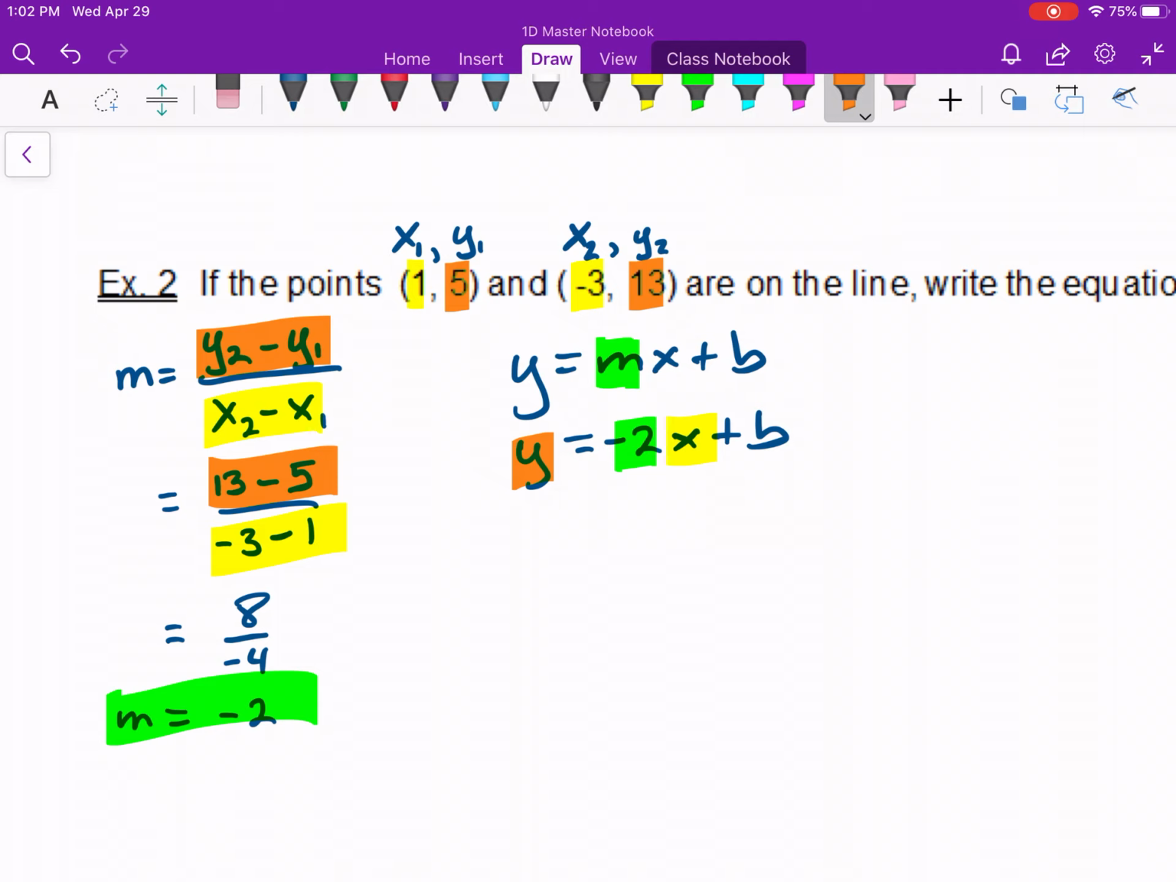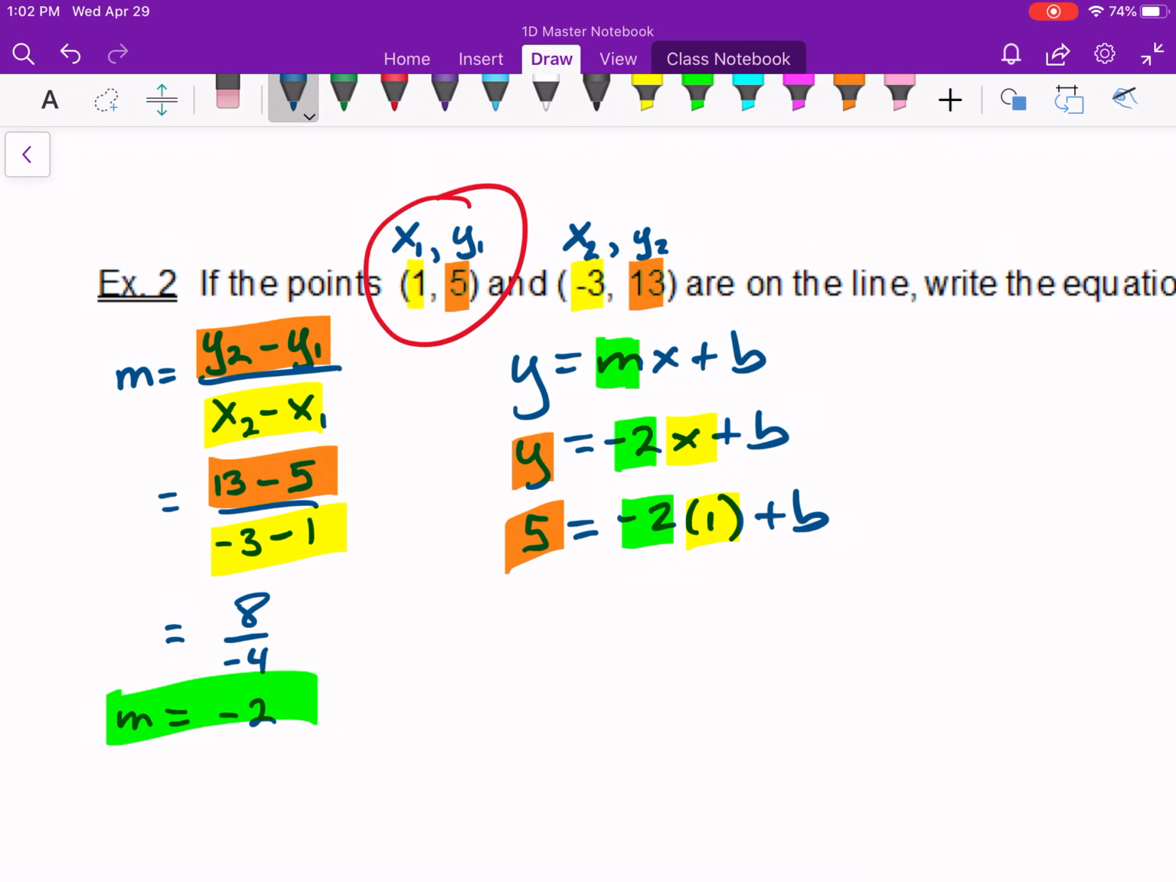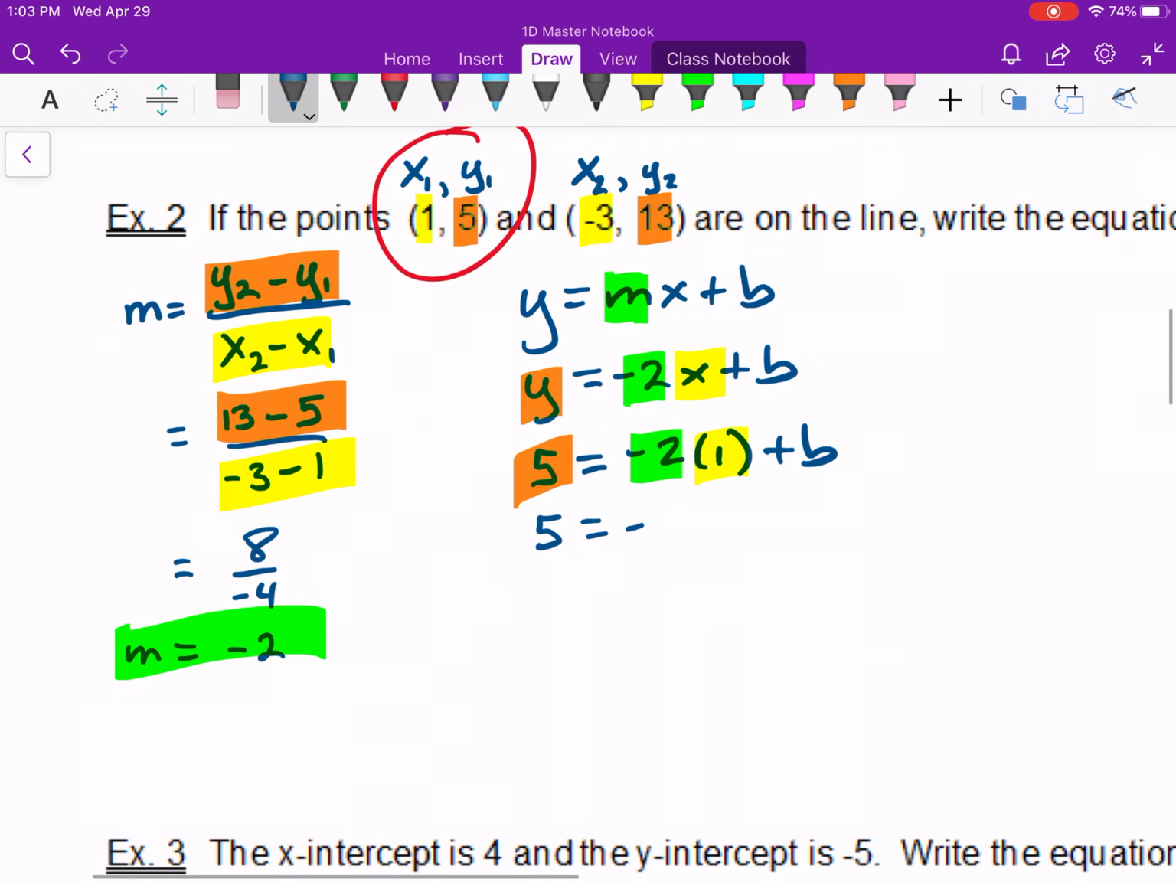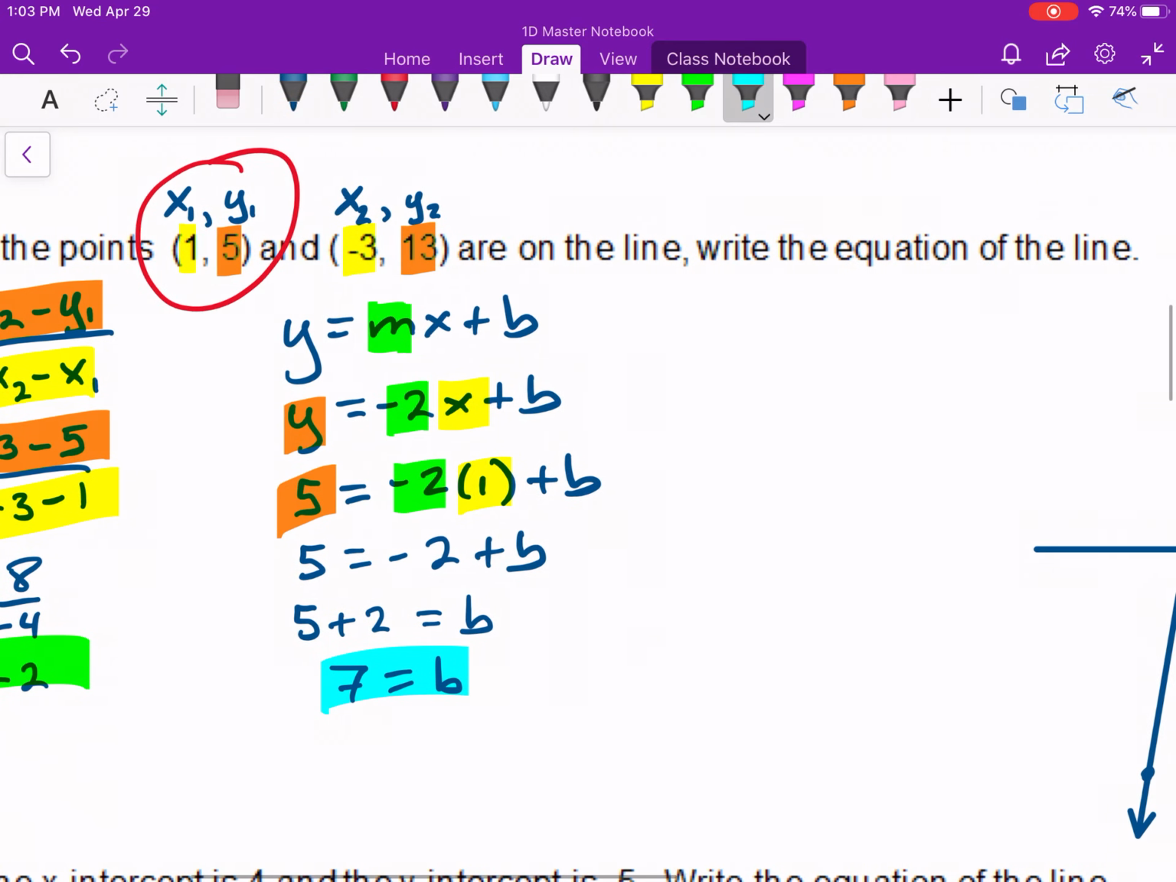What makes a point easier to use than another one? Well, maybe the one that has smaller numbers, the one that doesn't have any negative signs in it. In other words, this one looks more appealing to me than the second one. So I'll put 5 in for y, I'll put 1 in for x, and then I'm going to solve this to find out what b is. 5 equals negative 2 plus b. Add 2 to each side. b is 7. That didn't take a lot of work, but now I've got everything I need.